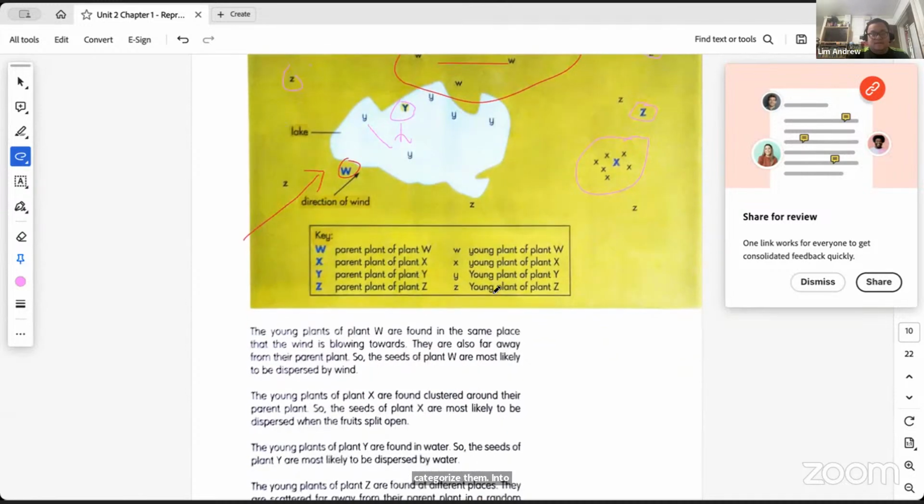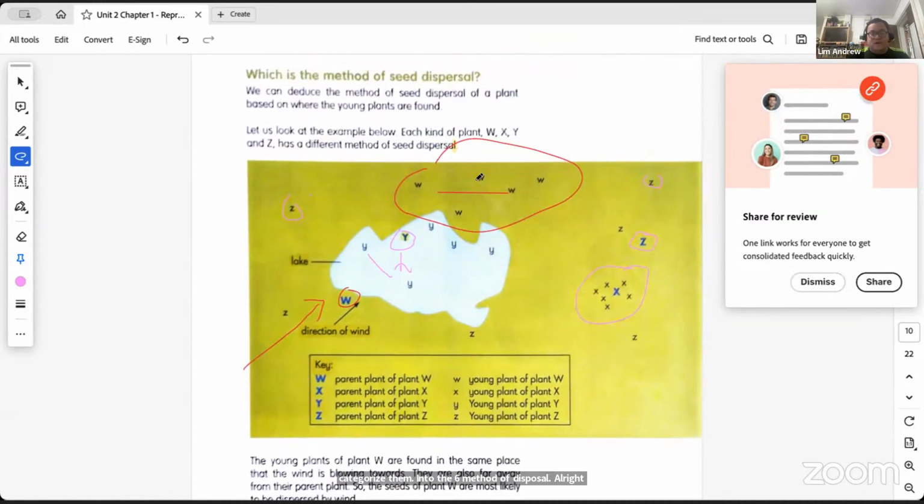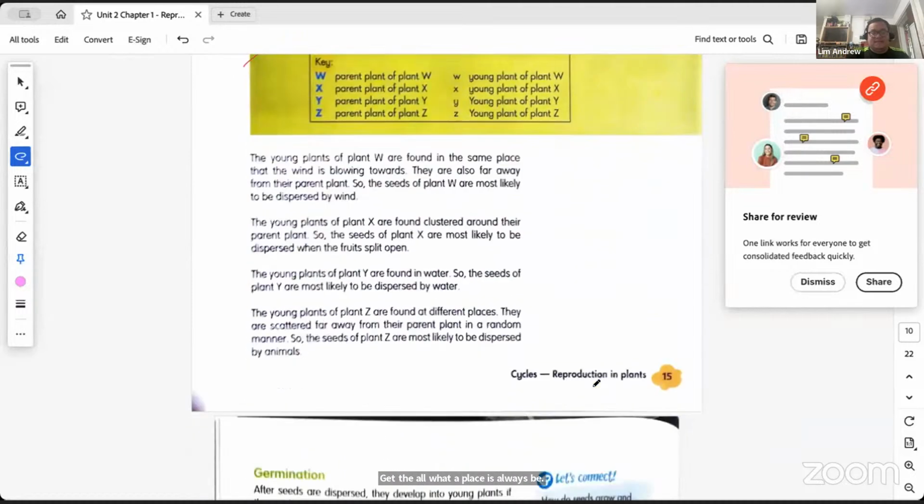All right. Wind will always follow the wind direction. Water will always be in or near water. Scattered around the adult plant will always be explosion. Scattered all over the place will always be animal. All right. Let's carry on.